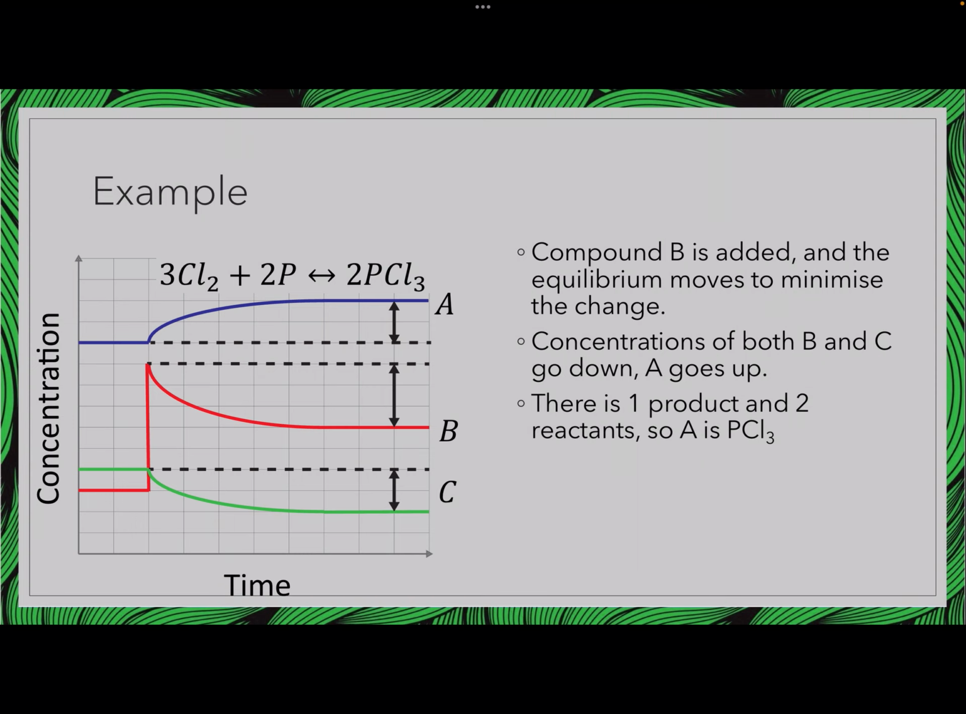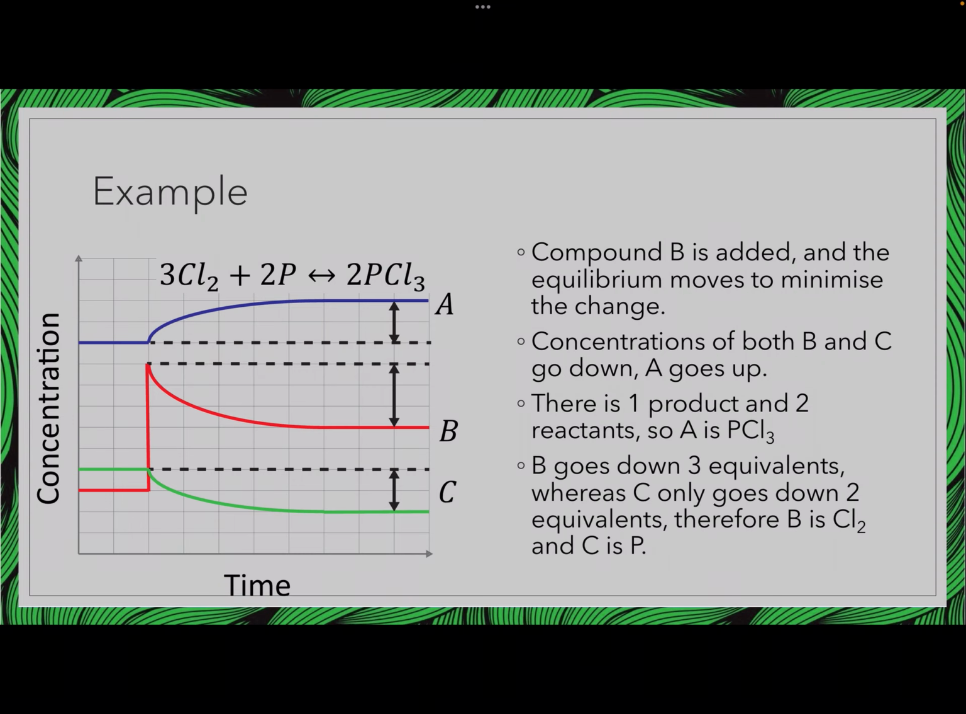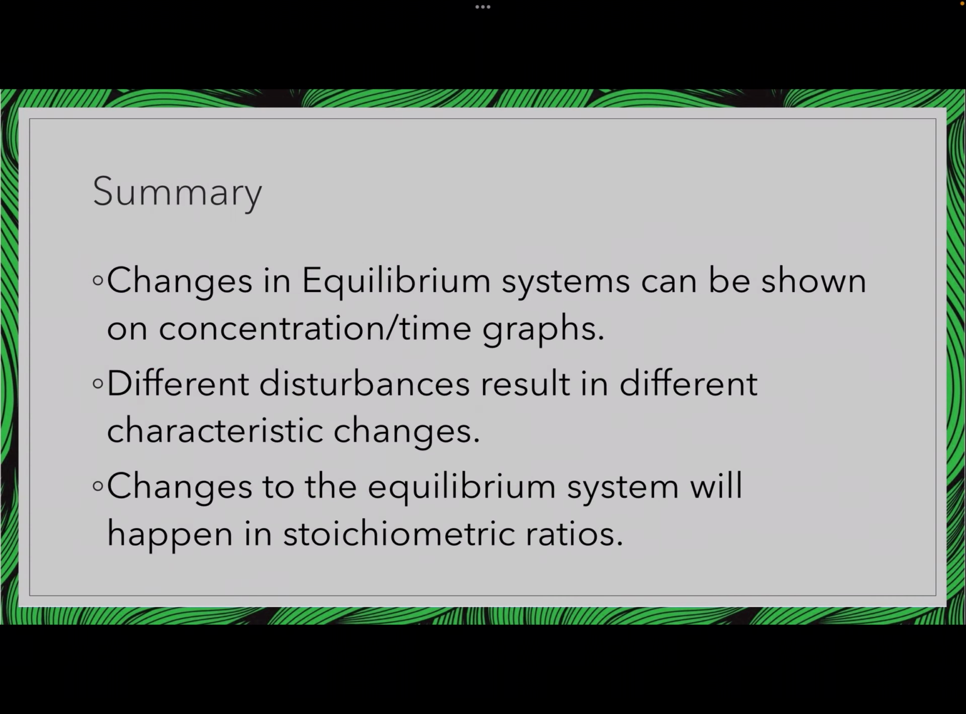Okay, so in summary, changes in equilibrium systems can be shown on concentration-time graphs. Different disturbances result in different characteristic changes. So remember, adding a reactant or product spikes that one particular substance up or down. Change in pressure spikes all of them up or down. Change in temperature has no spike at all. We just get a smooth change towards a new equilibrium. And don't forget the quantitation, so changes to the equilibrium system will happen in stoichiometric ratios.